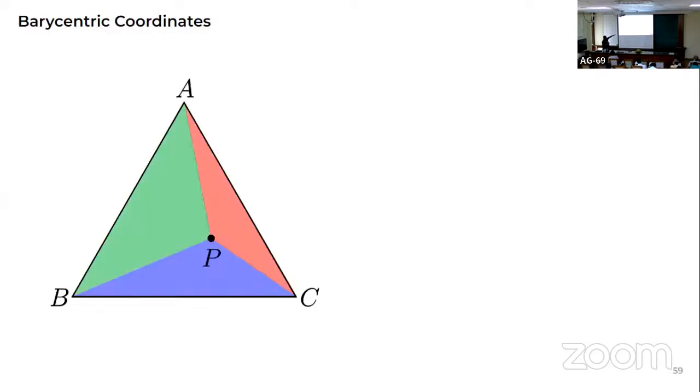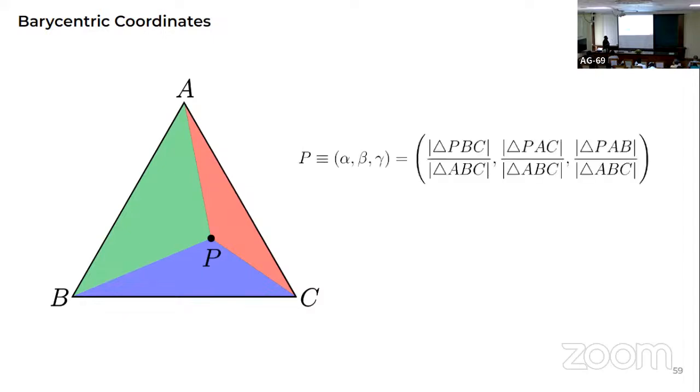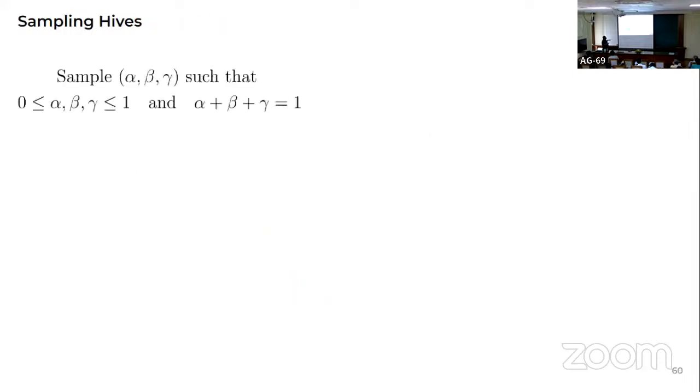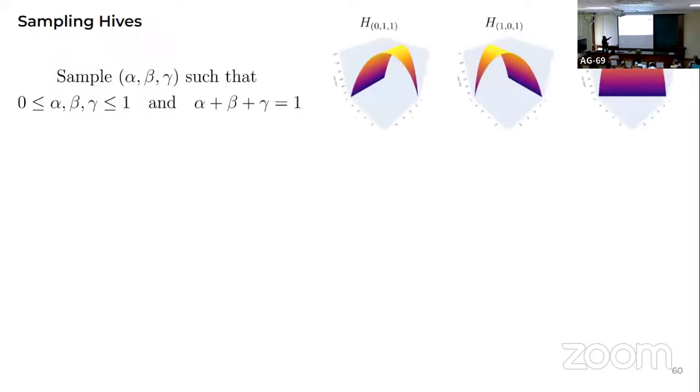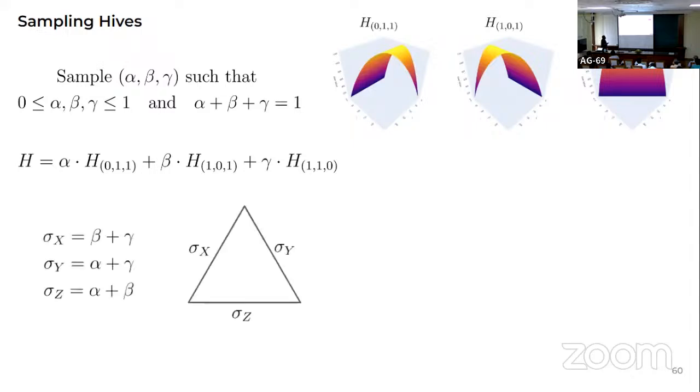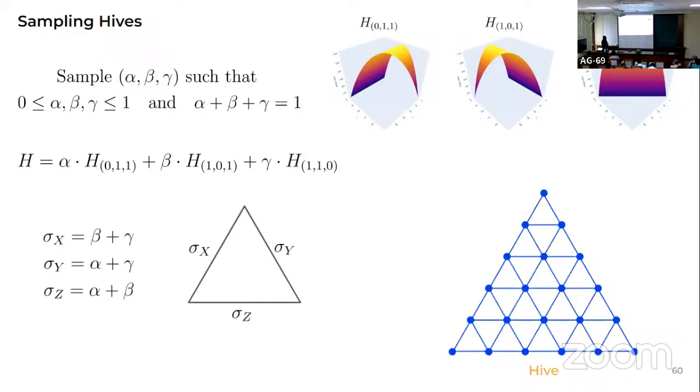Barycentric coordinates: given a point P inside a triangle ABC, its barycentric coordinates are the ratios of the areas of these three triangles. So we choose a random barycentric coordinate, and we have the three hives we have seen before, and we take a linear combination of these three hives. So we obtain a new hive. This is a sampling process for obtaining hives for arbitrary values of sigma y, sigma x, and sigma z.